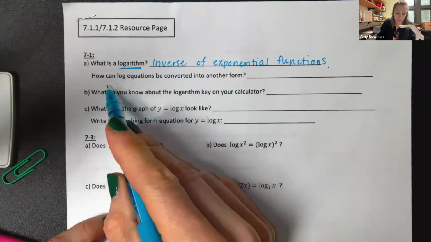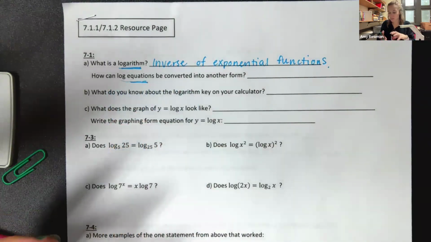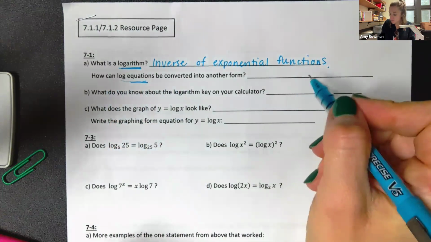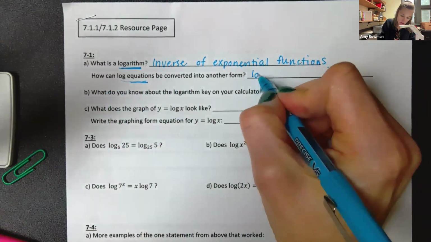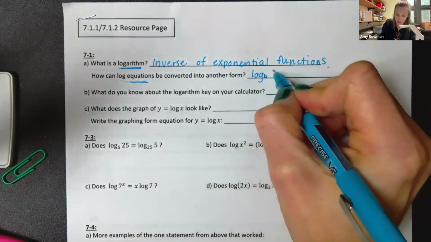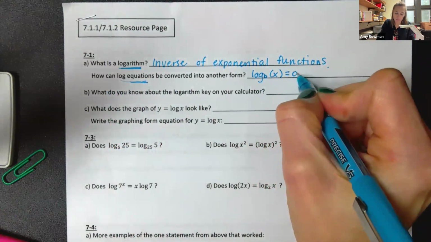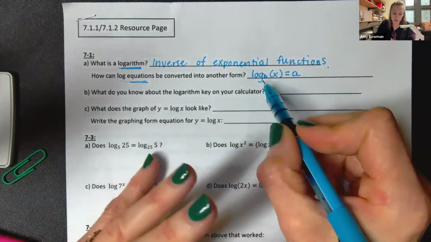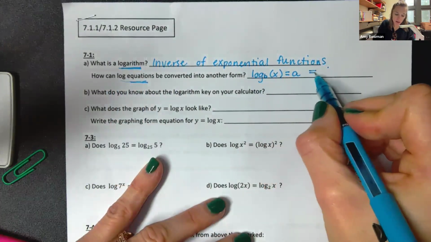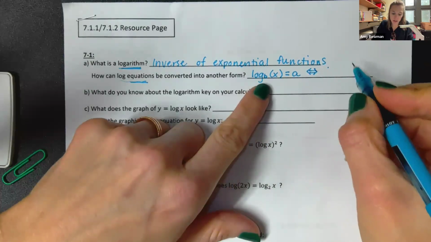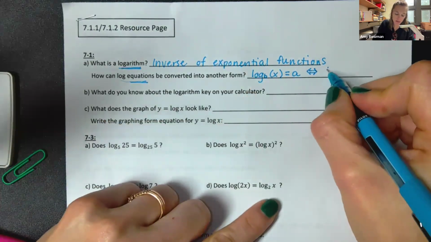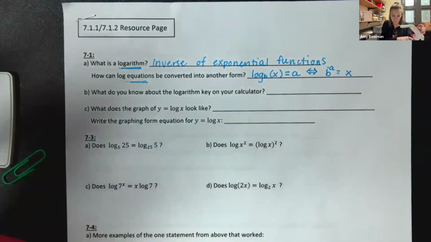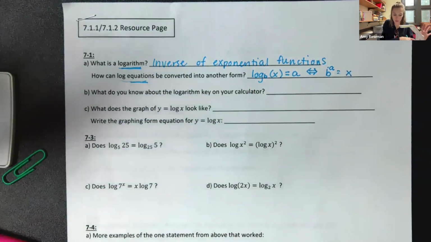Okay. Logarithmic equations can be written in exponential form, just like exponential relationships can be written in log form. So if we have something like log base b of x equals a, you should all know the relationship between b, x, and a at this point. If this is true, the base of the log is the same as the base of the exponent: b raised to the power of a equals x. That's what we covered a lot in chapter 5.